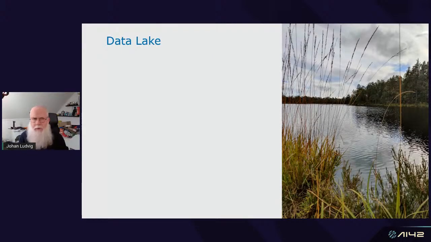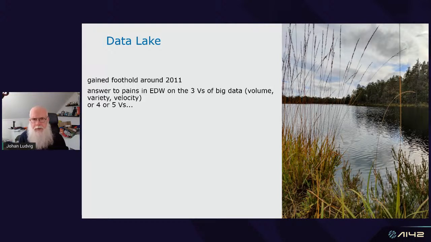Then you have the data lake, and the data lake itself gained foothold around 2011, and it tries to answer some of the pains that we were starting to see on the data warehousing side, and specifically around big data. Of course, depending on which marketing department you talk to, they will talk about 3, 4, or 5 Vs, but let's stick to volume, variety, and velocity, which are things that the relational database systems of the time were struggling with.